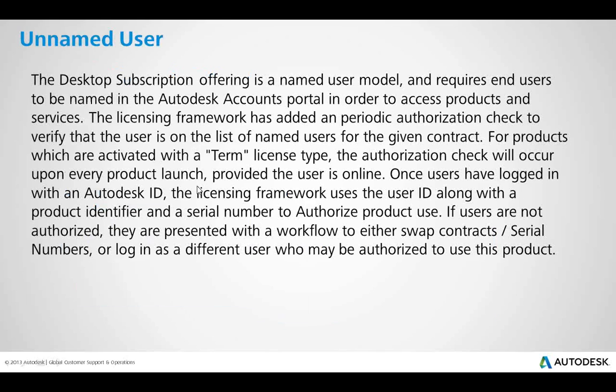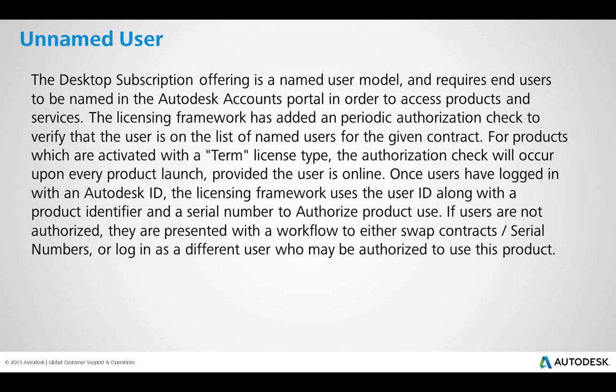Named user. The desktop subscription offering is a named user model and requires end users to be named in the Autodesk Accounts portal in order to access products and services. The licensing framework has added a periodic authorization check to verify that the user is on the list of named users for the given contract. For products which are activated with the term license type, the authorization check will occur upon every product launch, provided the user is online. Once users have logged in with an Autodesk ID, the licensing framework uses the user ID along with a product identifier and serial number to authorize the product use.